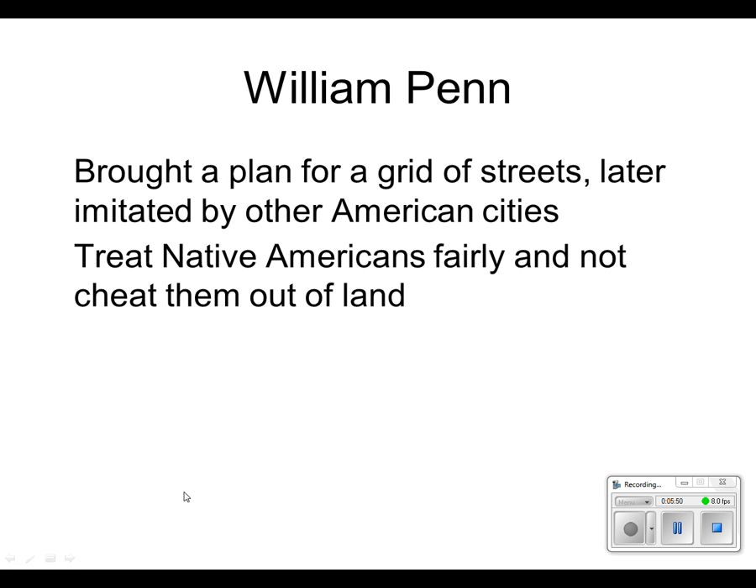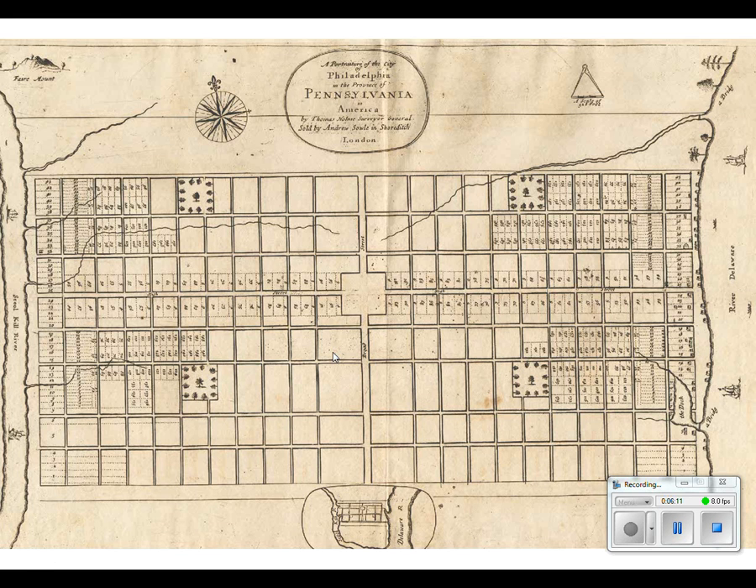All right. Other thing he did that's significant is he brought a plan for a grid of streets, which was later imitated by most cities. You'll notice most cities, the streets go north and south like so, and east and west like this, kind of in a grid pattern. And then Penn also wanted to treat the Native Americans fairly and not cheat them out of land. All right, so he's very similar to Roger Williams. These are two great people to talk about when you talk about colonial dissenters and having different ideas there.